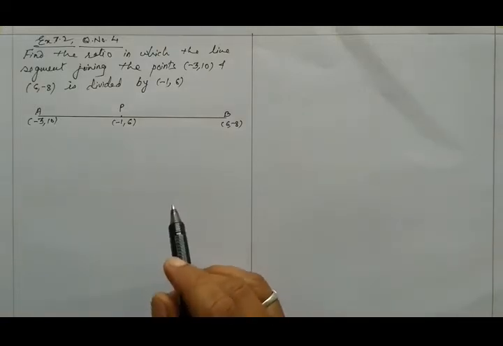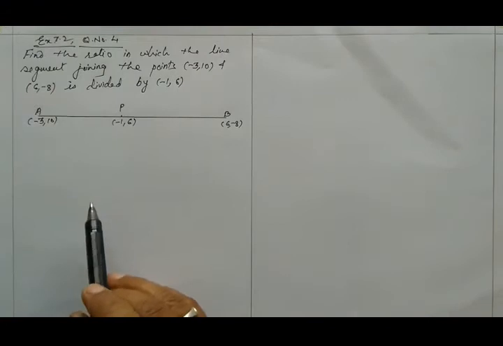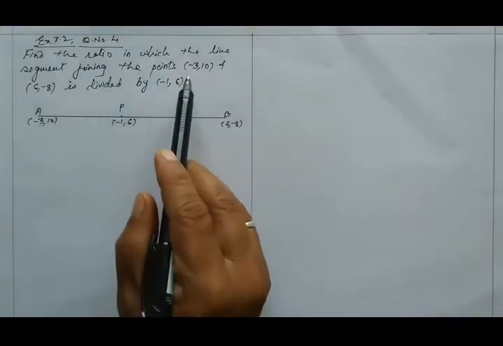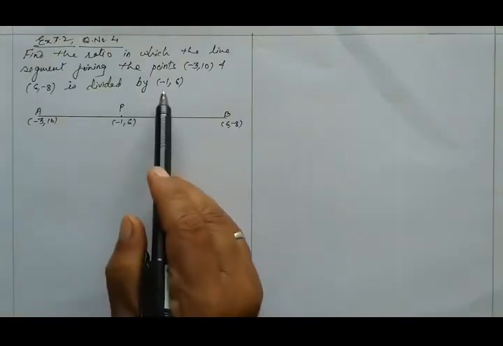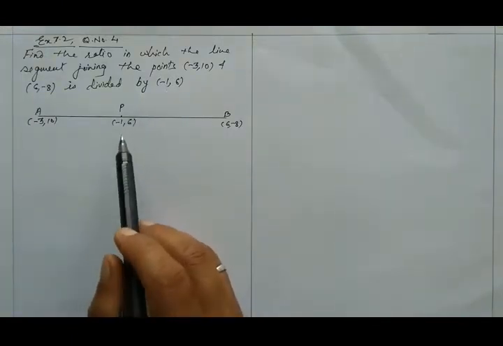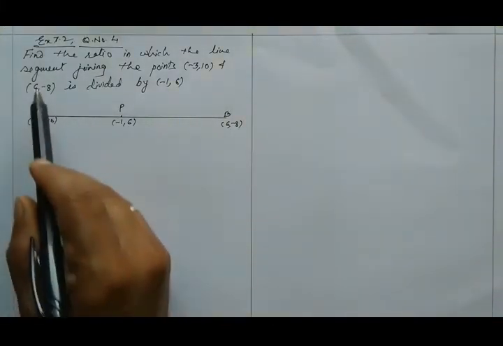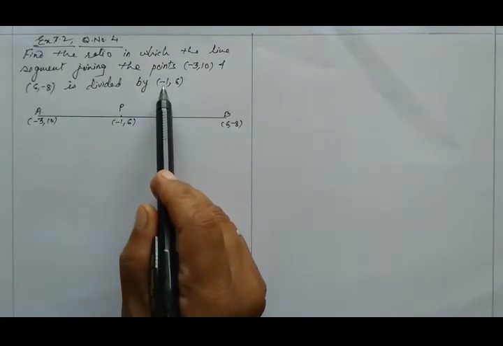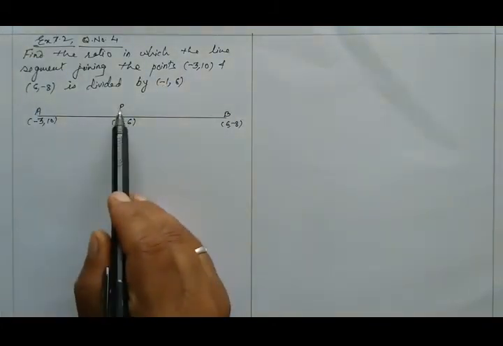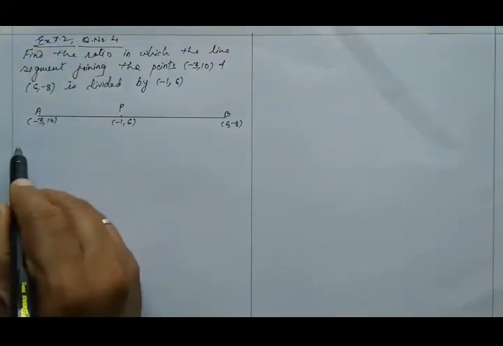Let us see question number 4 of exercise 7.2. Find the ratio in which the line segment joining the points minus 3 comma 10 and 6 comma minus 8 is divided by minus 1 comma 6. Okay, so this is the join of A and B. So here this point I have considered as A and this as B, and this point which is dividing the join is considered as point P. So we have drawn the figure.